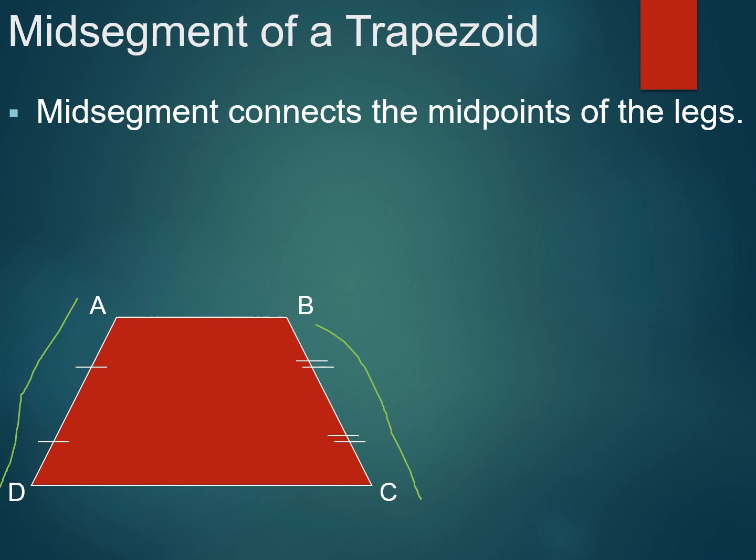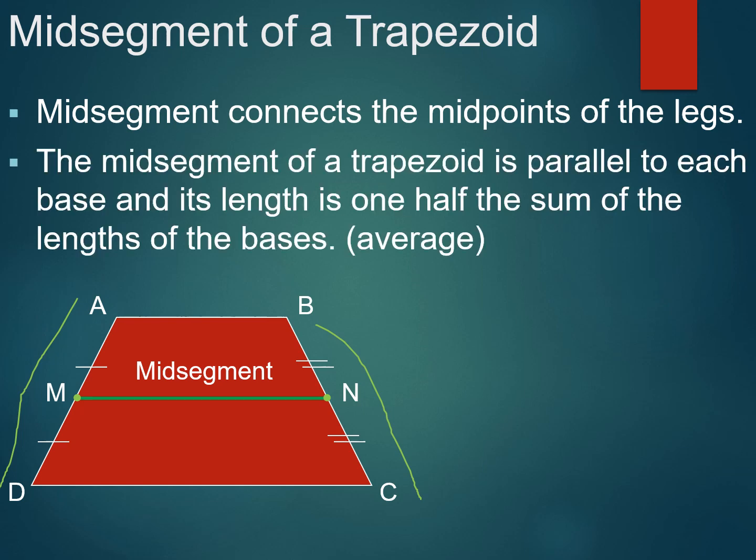So the midpoint of side AD is M, and the midpoint of side BC is point N. If we connect those midpoints of the legs, we have what we call the mid-segment. The mid-segment of a trapezoid is parallel to each base, and its length is one half the sum of the lengths of the bases, or its average.